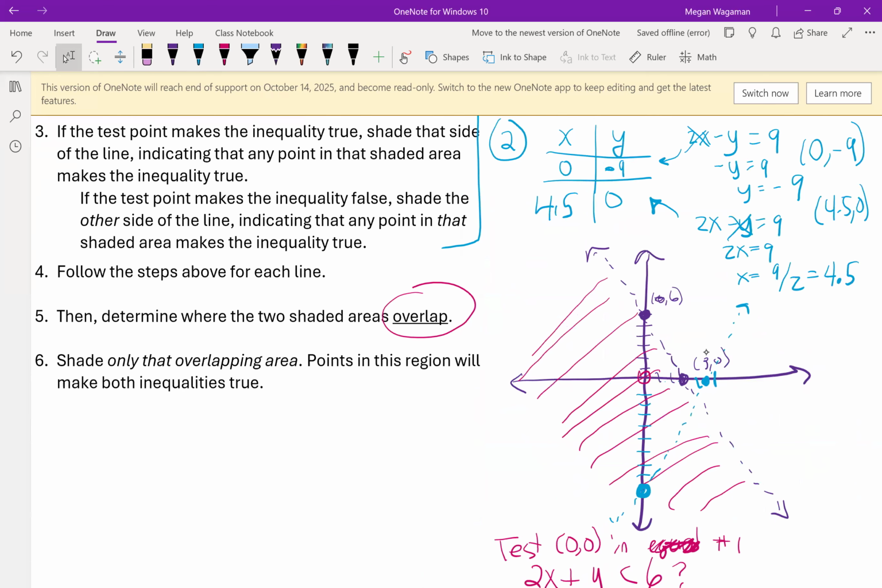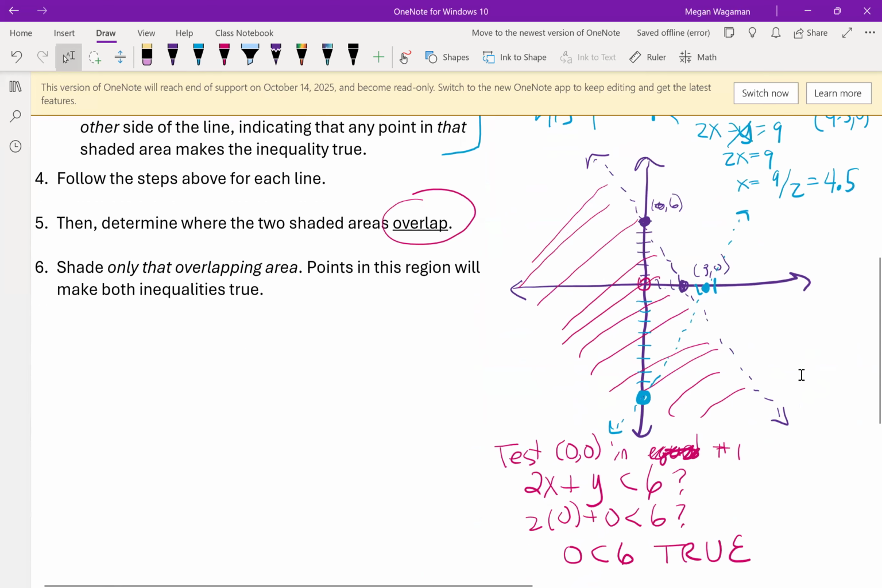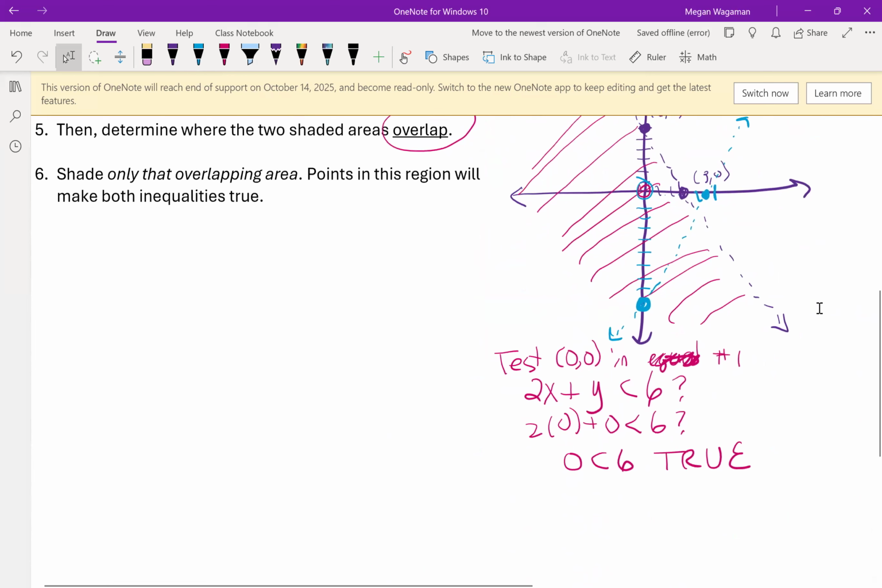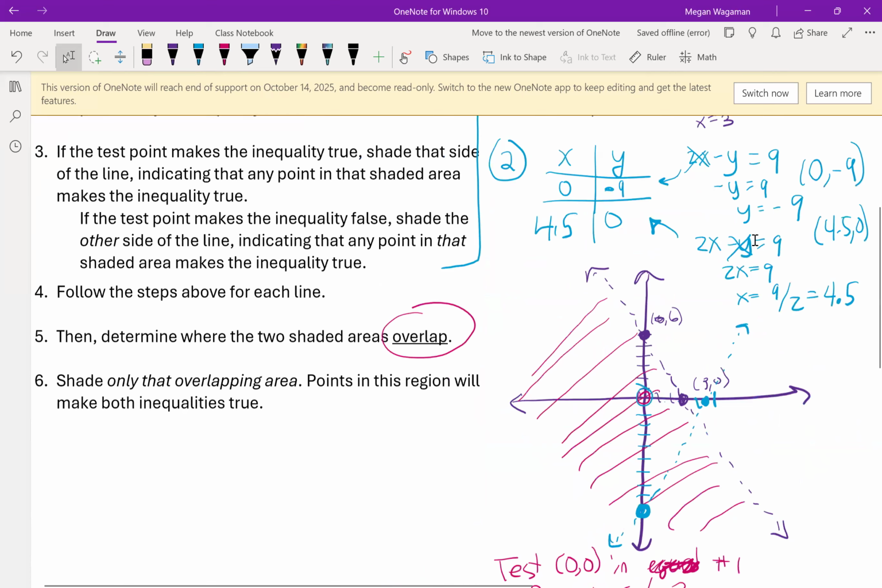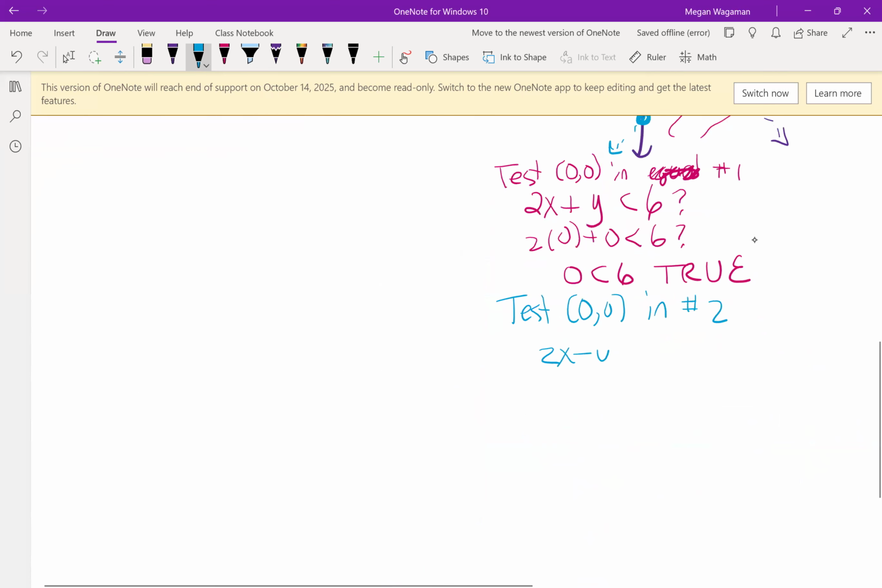And then I have to again figure out where to shade. So I'm gonna go ahead and test (0, 0) again because that's again clearly not on my line. So I'm gonna test (0, 0) in number 2. And equation 2 says 2x minus y is greater than 9. So if I do 2 times 0 minus 0, is that greater than 9? I'm just going to put question marks here. And the answer is no.